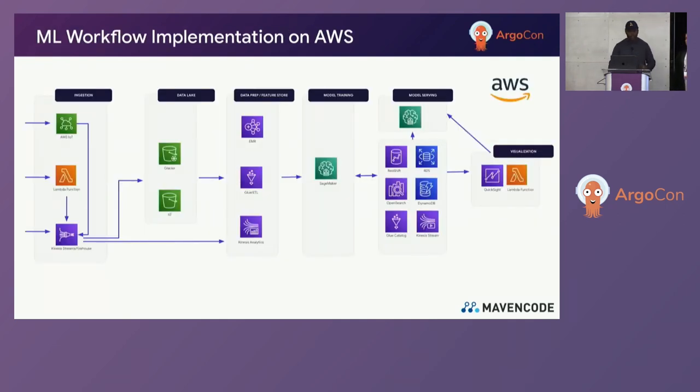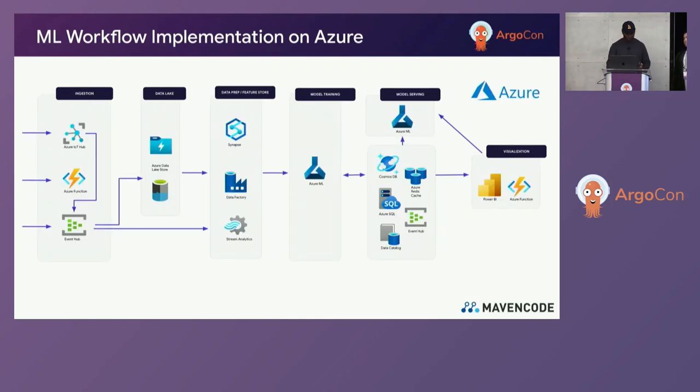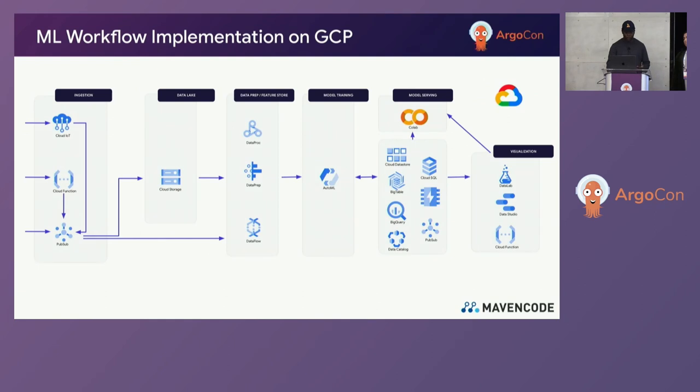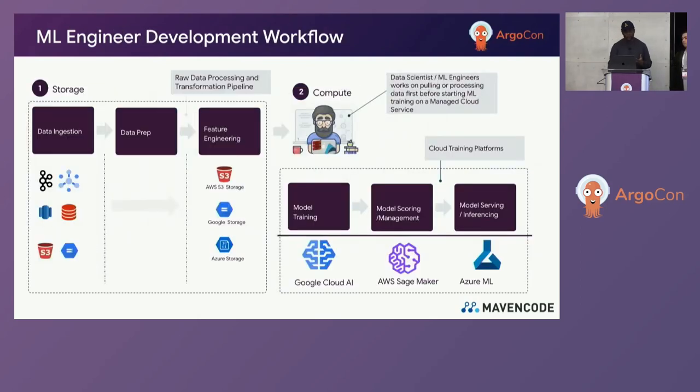So to get started, a lot of companies use managed services on AWS, or you can do the same thing with Azure, or you can do the same thing with Google. They're all managed services that will get you up and going. But in reality, whenever you're trying to build any ML pipeline, number one, you always need to source the data, you ingest it, you do data prep, you do feature engineering, and you can now decide to run on any of these three major cloud platforms, and you train your model, you do model scoring to see if the model is good enough, and you do your inferencing.